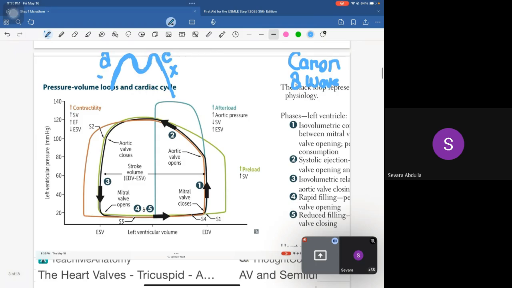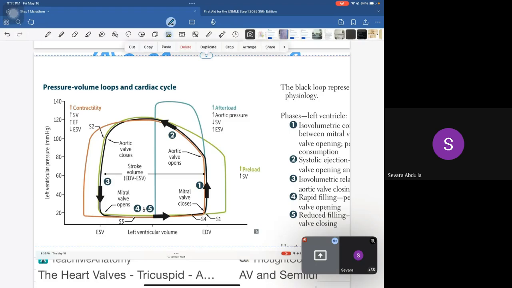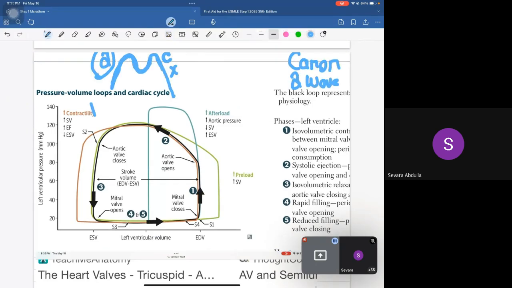The A wave stands for the atrial contraction, the C wave stands for the ventricular contraction, and after both of these waves we are going to have a relaxation of the atria. So during the relaxation of the atria we are going to have an X wave, right? Now the whole heart has pumped all of the blood. Now we are back at this point, right?